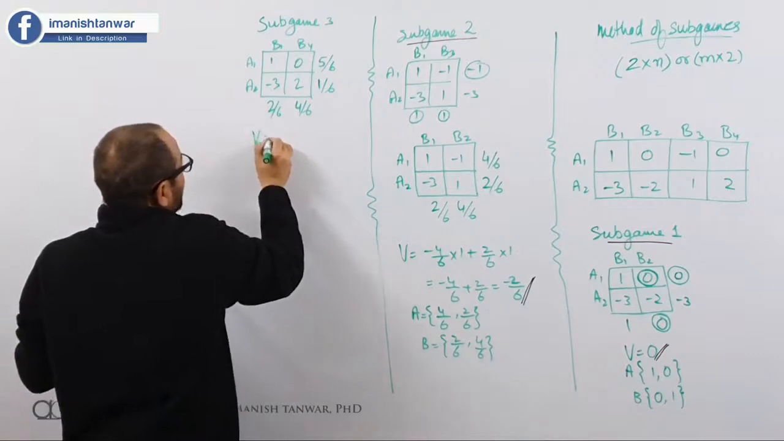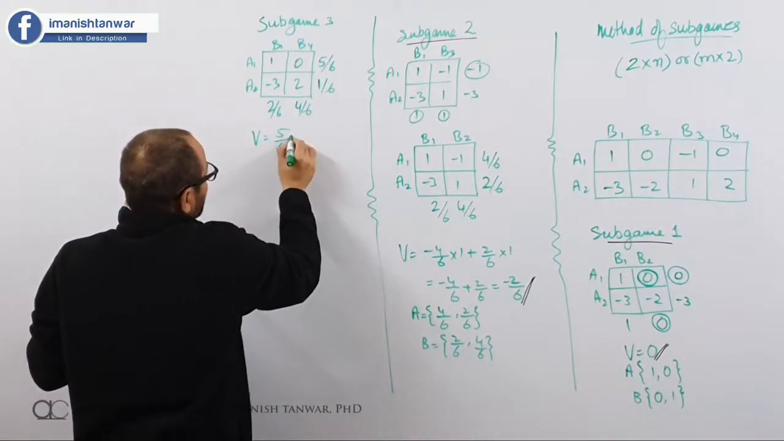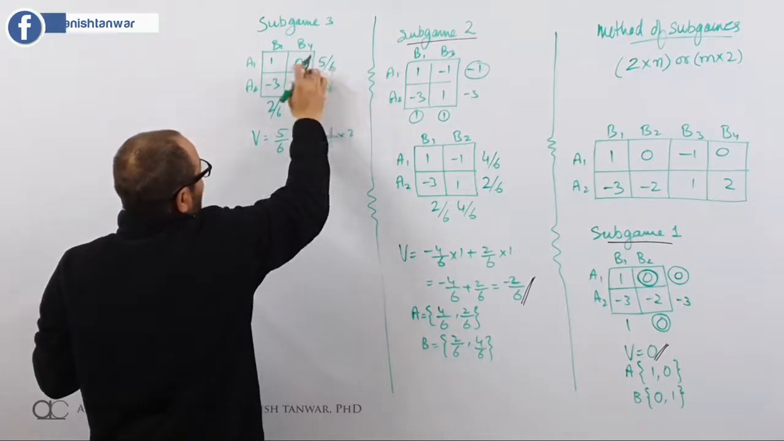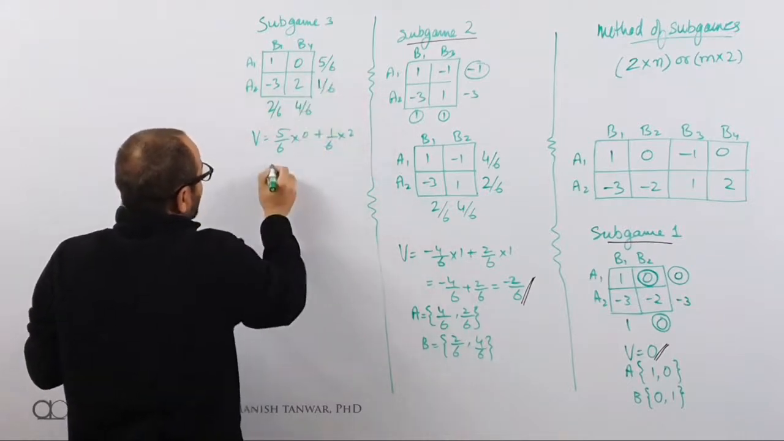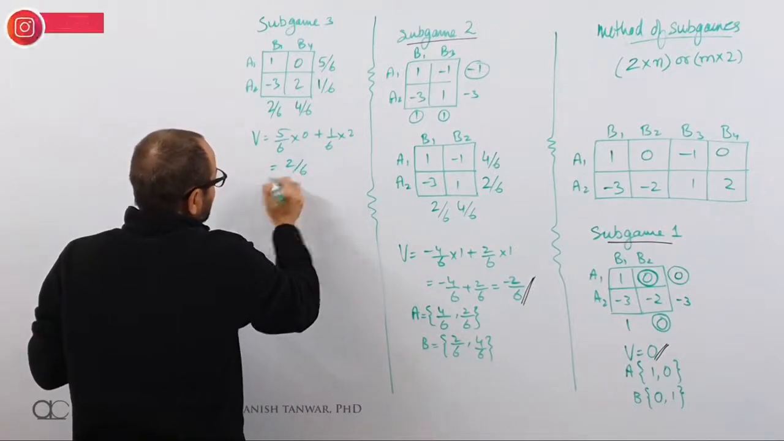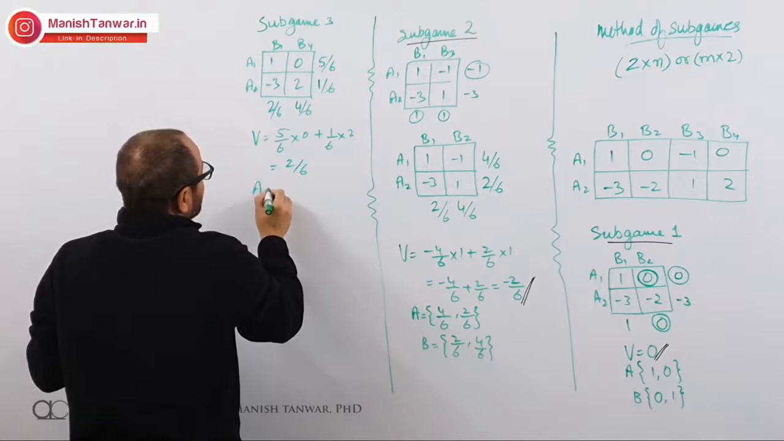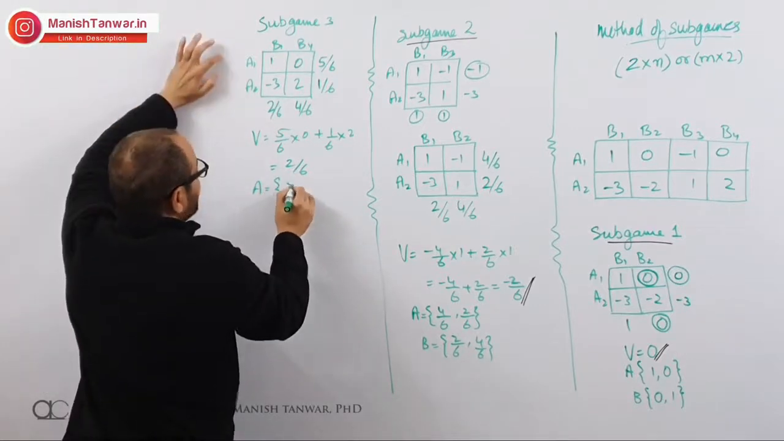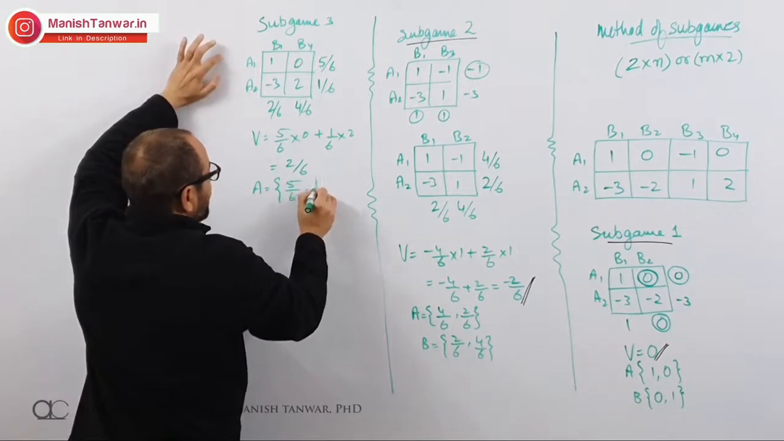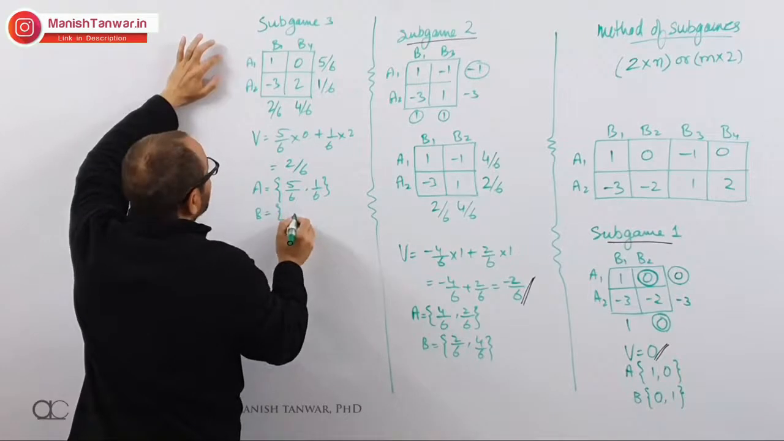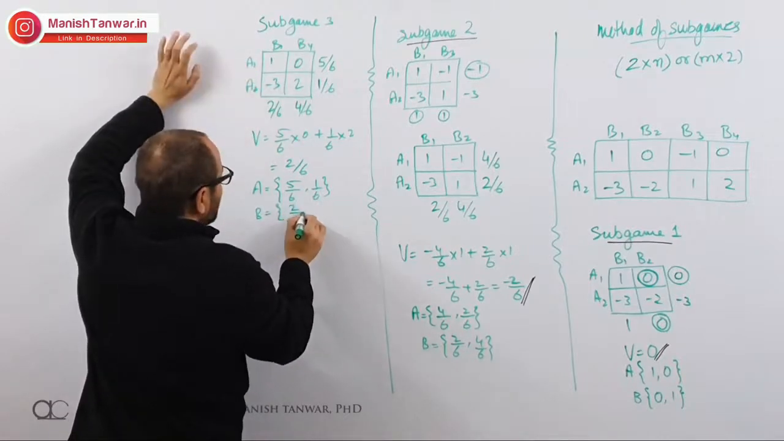Value of this game would be 5 by 6 multiplied by 0 plus 1 by 6 multiplied by 2. We are taking it from here. Is equal to, this becomes 0, so this becomes 2 by 6. With strategies being, for A, 5 by 6 and 1 by 6. And for B, it will be 2 by 6 and 4 by 6.